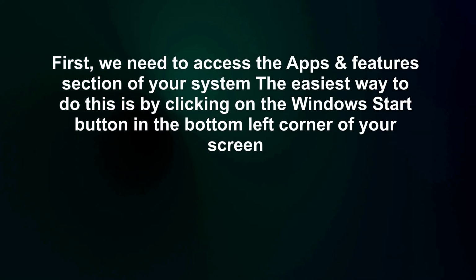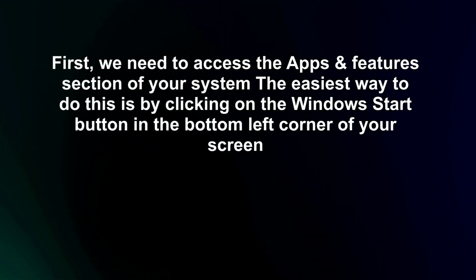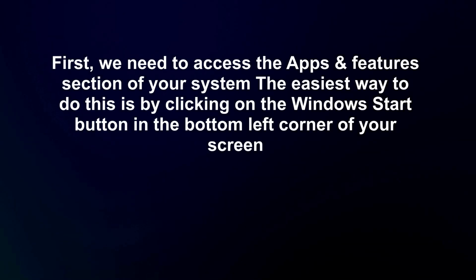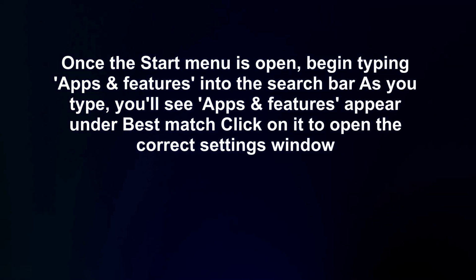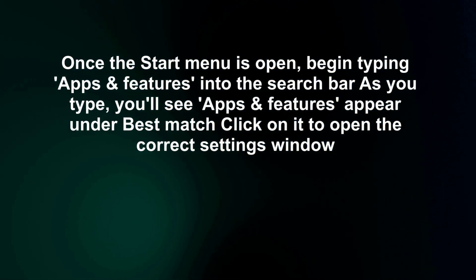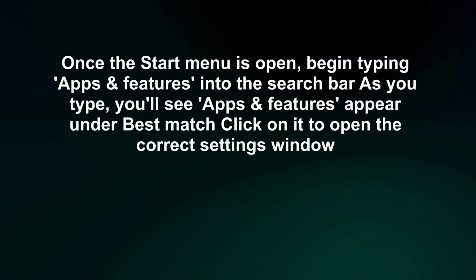First, we need to access the Apps and Features section of your system. The easiest way to do this is by clicking on the Windows Start button in the bottom left corner of your screen. Once the Start menu is open, begin typing Apps and Features into the search bar. As you type, you'll see Apps and Features appear under Best Match. Click on it to open the correct settings window.